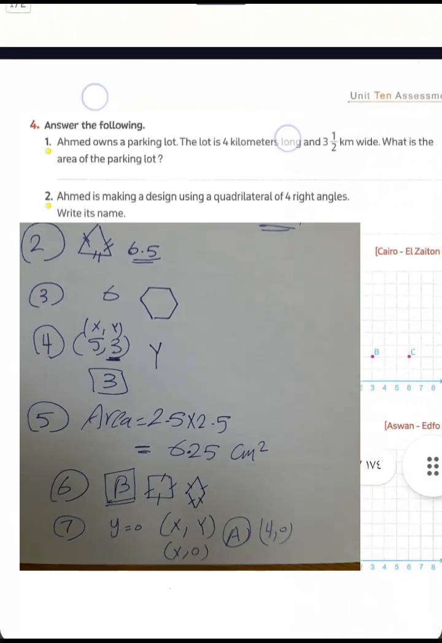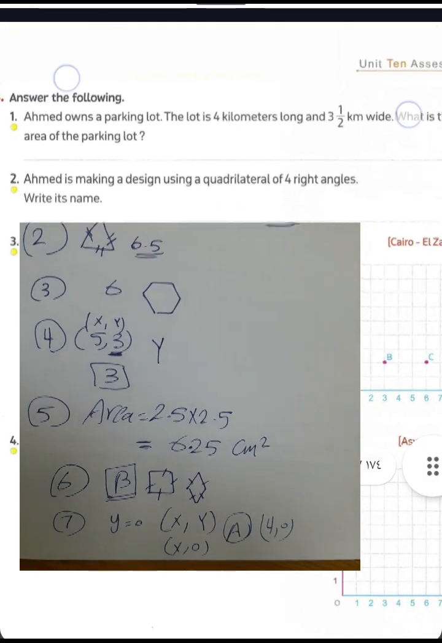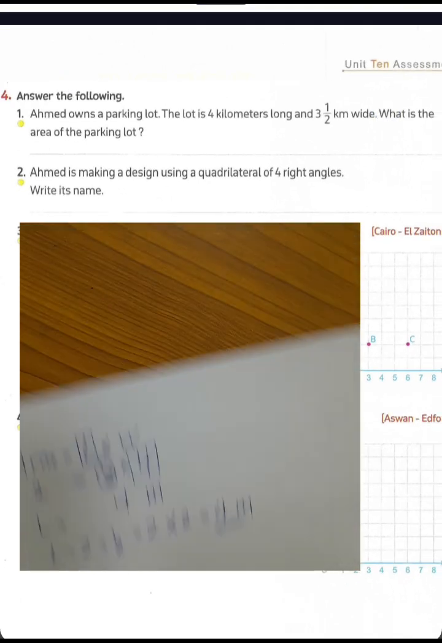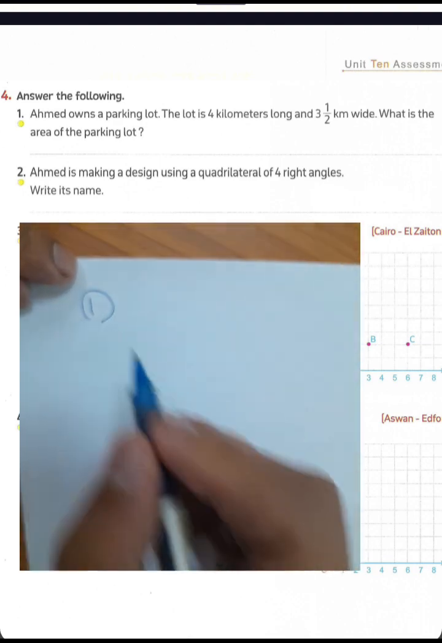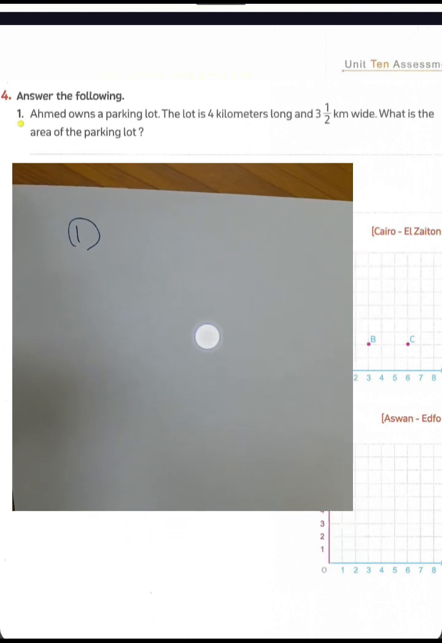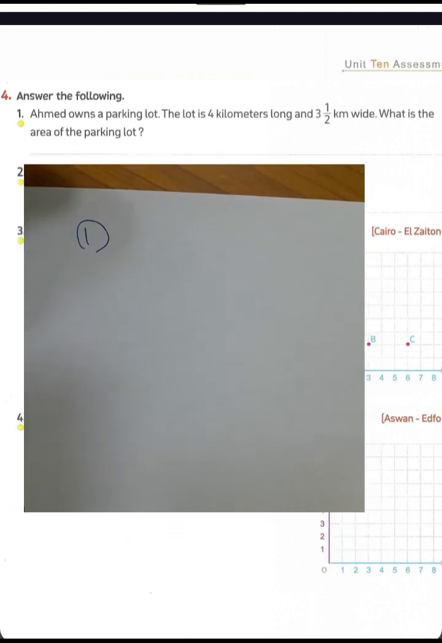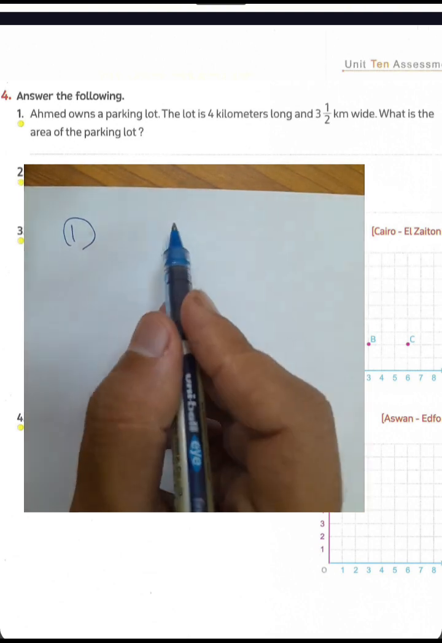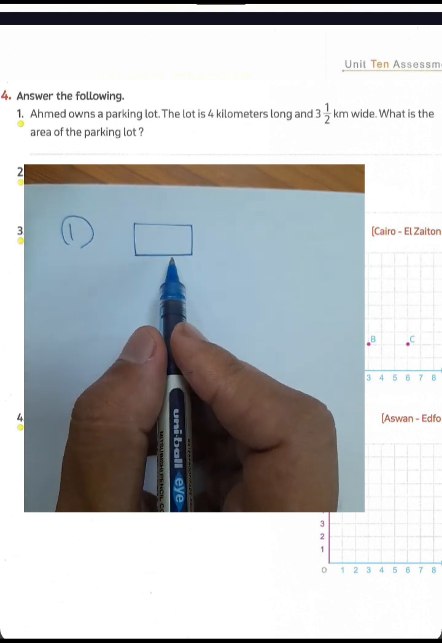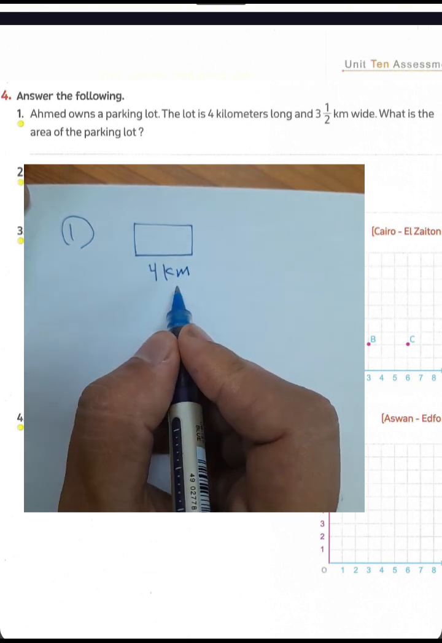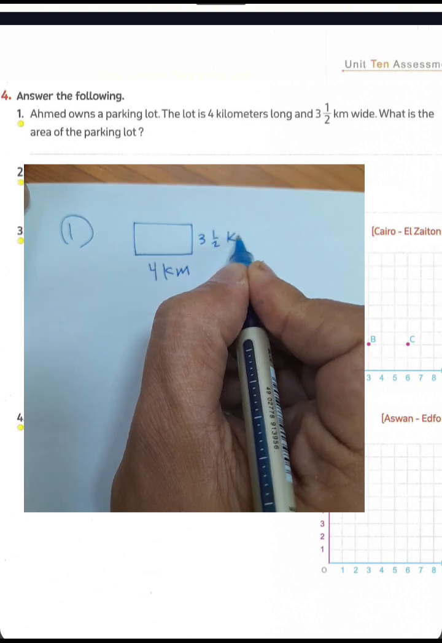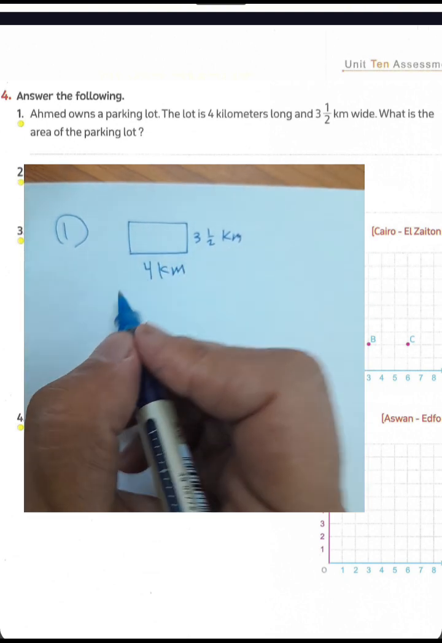Question number 1. Ahmed owns a parking lot. The lot is 4 kilometers long and 3.5 kilometers wide. What is the area of the parking lot? We have the length and width. He gives us 2 dimensions, 4 kilometers and 3.5 kilometers, length and width, and he wants us to find the area.